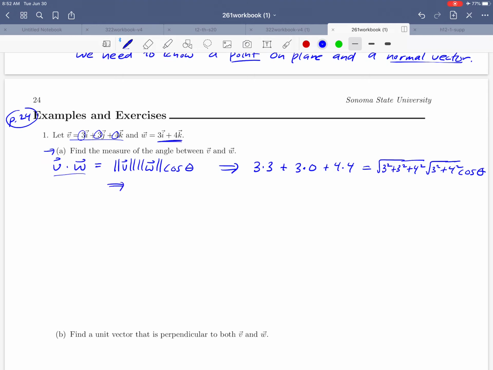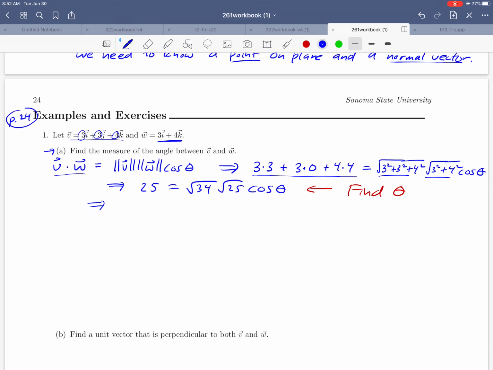Let's actually do the calculations there. Starting with the left-hand side, 3 times 3 is 9 plus 16. That's going to give us 25. And over on the right-hand side, if we do the calculations under those square roots, we're going to get the square root of 34 for the first one, and then the square root of 25 for the second one, times cosine of theta. And remember, what we're looking for is the angle between the vectors. We want to find theta. So we're trying to solve this equation for theta.